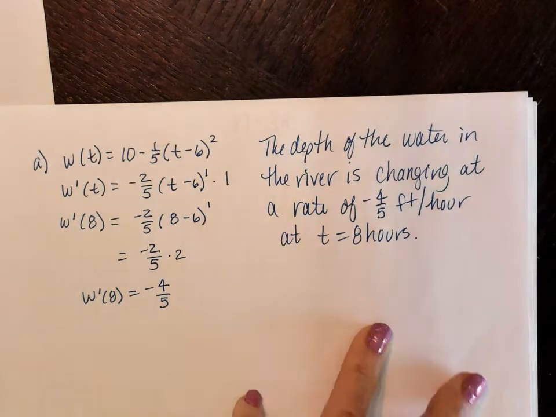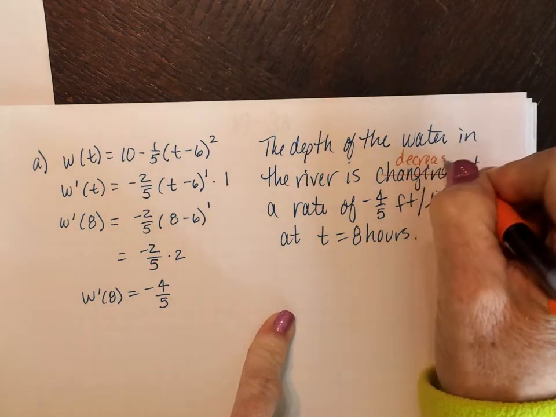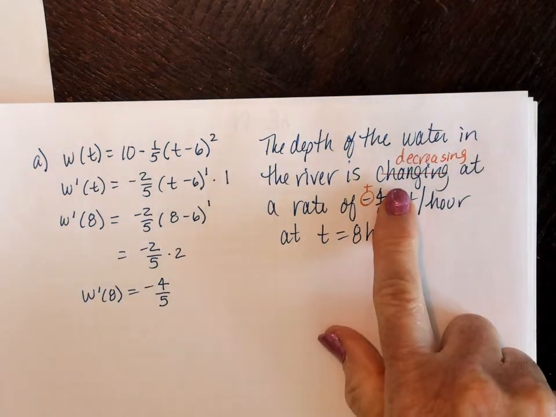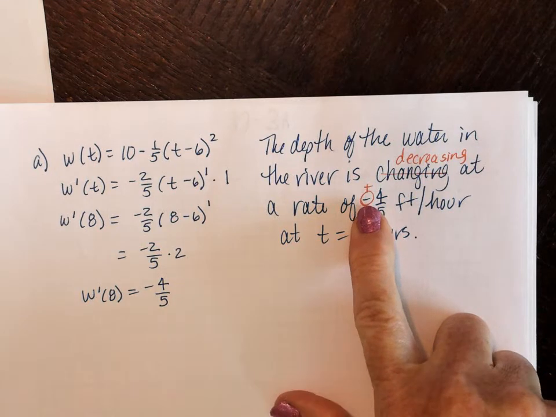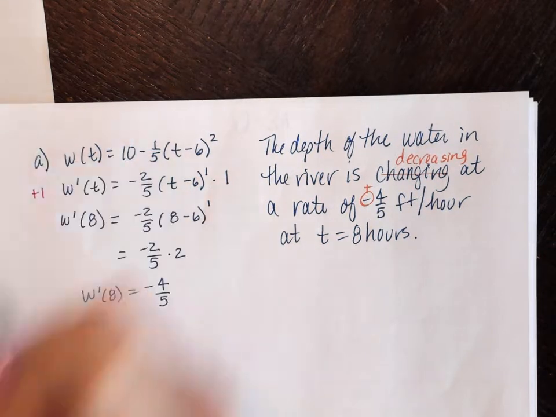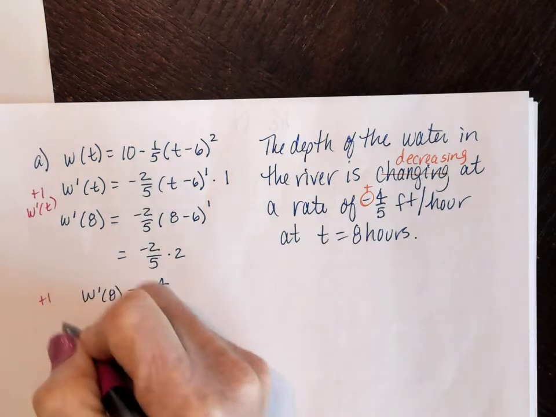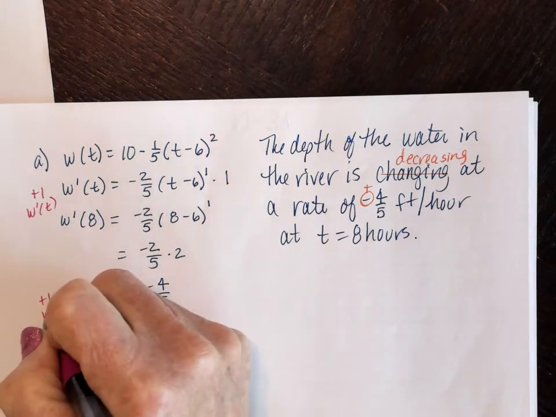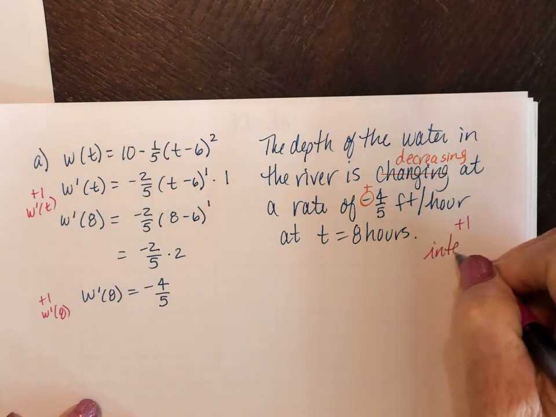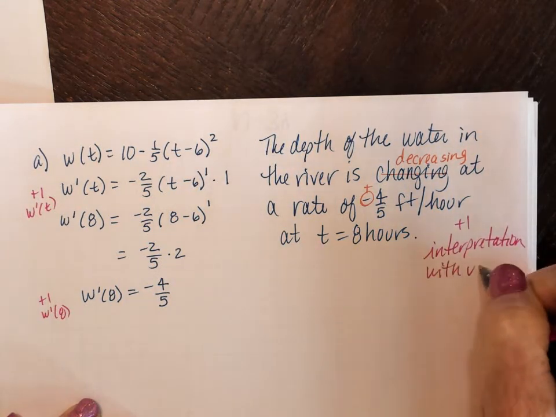Okay, now definitely instead of changing here, you could have said decreasing, and then you would have written that as a positive 4/5. You just can't say decreasing at a negative rate. Okay, point values for this one: 1 point to get the W prime of t, 1 point to get the W prime of 8, and 1 point for interpretation with units.